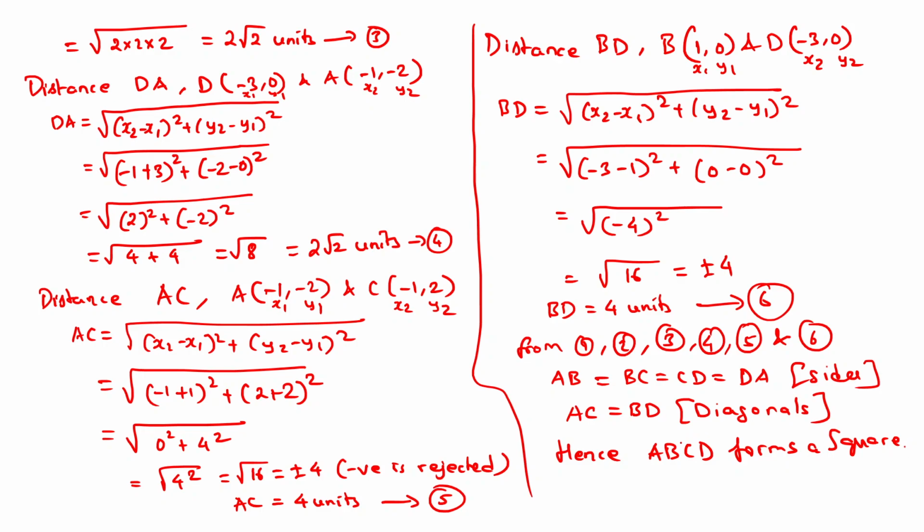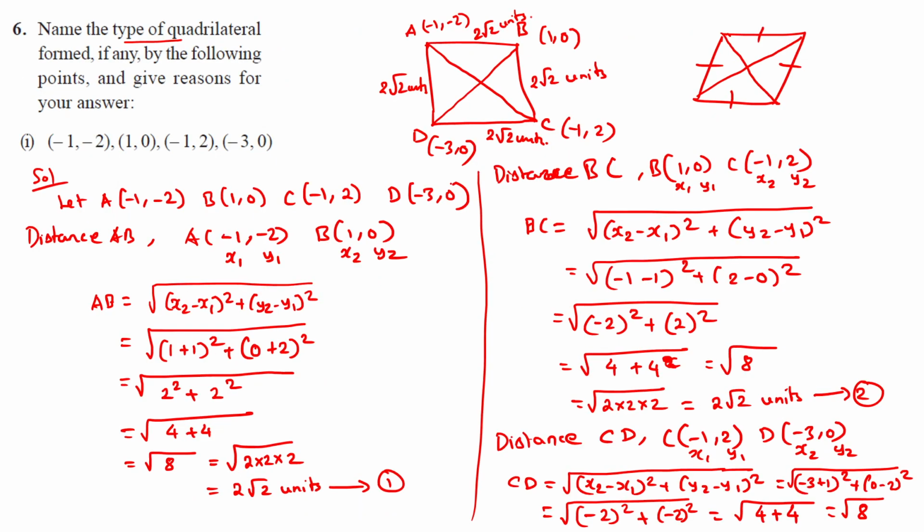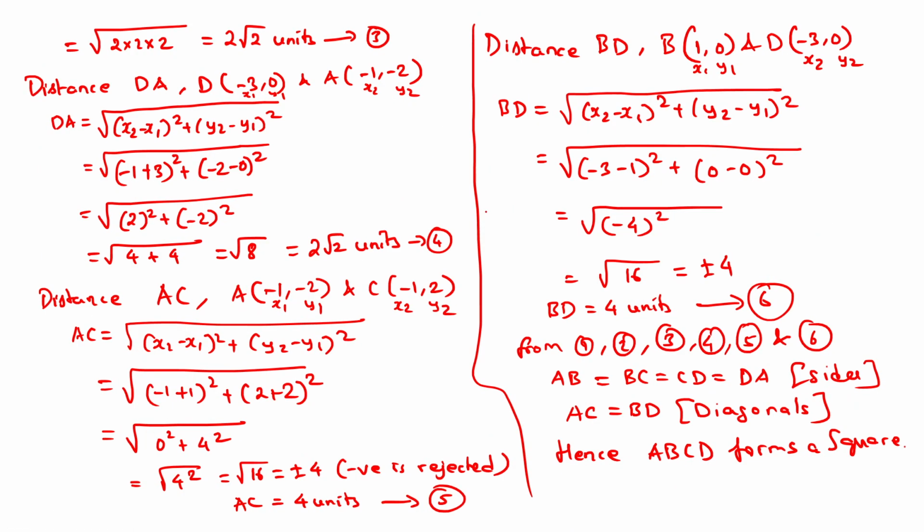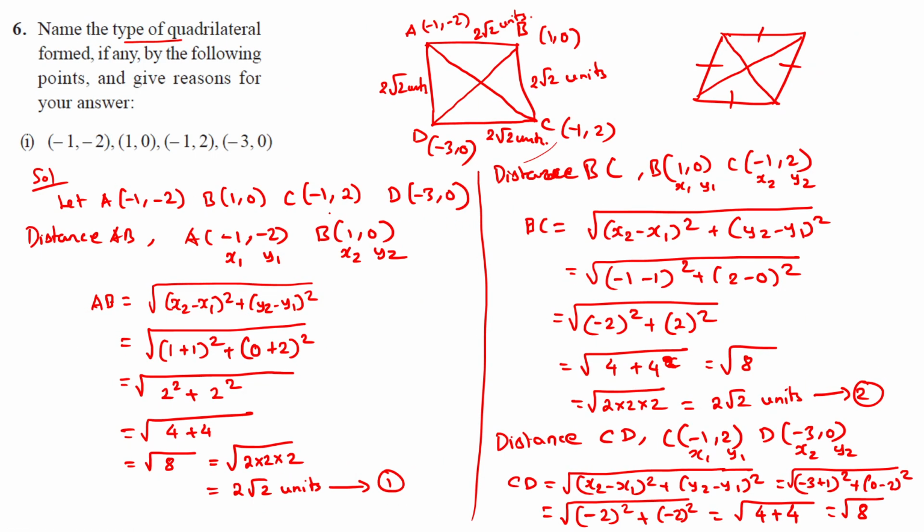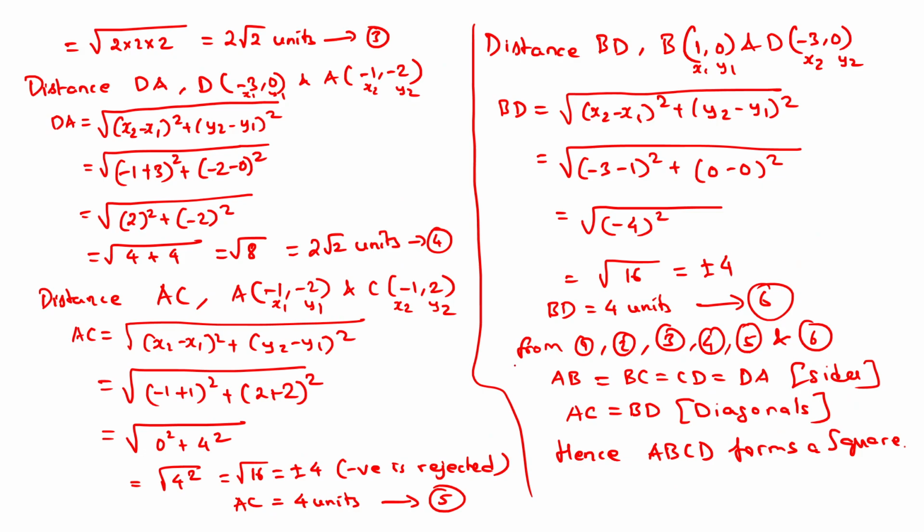We need to find the sides and also the diagonals. We should not stop after finding the sides. We need to find the distance of diagonals also. So in this way, we need to do the second subdivision and also the third subdivision. We shall see the second subdivision in the next class. Thank you.